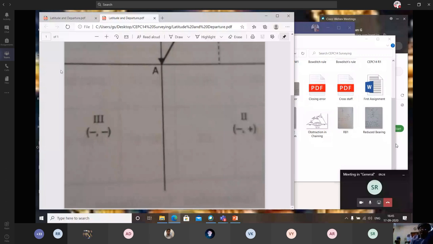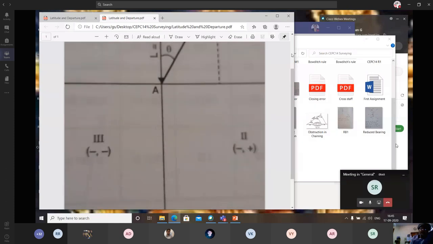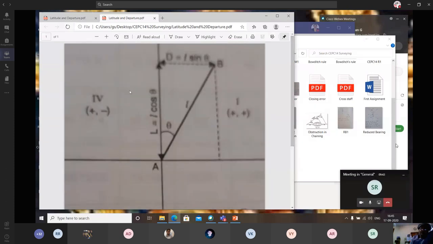Come to this. Suppose the angle is measured in degrees from north. So always L sin theta will be negative over here, L cos theta also is negative. So both latitude and departure are negative. Now you come to the fourth quadrant. Latitude is positive, departure is negative. Now you know the sign convention.